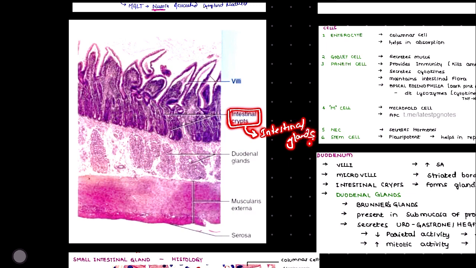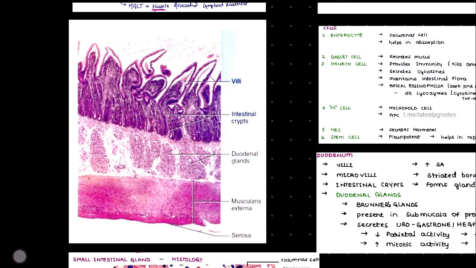Okay, these are forming intestinal glands. Till now we were talking within the topic of mucosa. Now moving towards the submucosa, we'll find duodenal glands. These duodenal glands are our Brunner's glands, as we have already talked. Below the submucosa we have the muscularis externa, and then the last layer is the serosa.